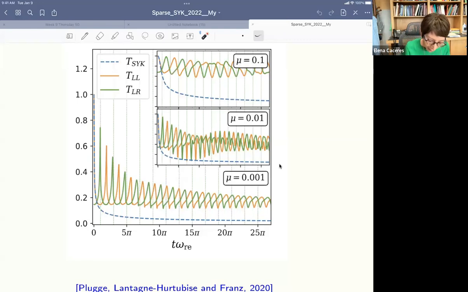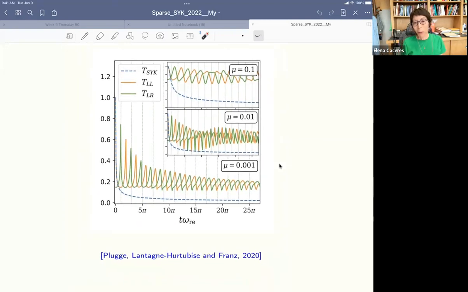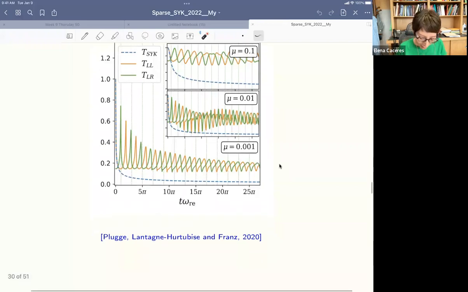So again, you start on one side, it starts decreasing, just following the SYK, but all of a sudden the other probability picks up. And so this one completely decreases. Then after some time, this other one picks up, while this one has decreased to a very low value. And those are the revivals. So the question is, do we have this in the sparse SYK? And for what K?